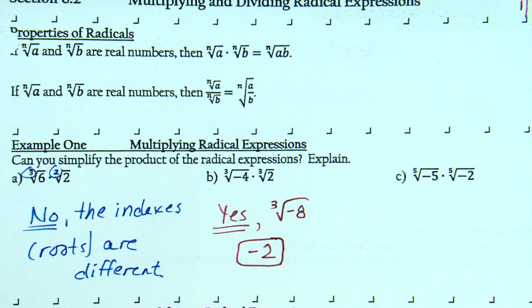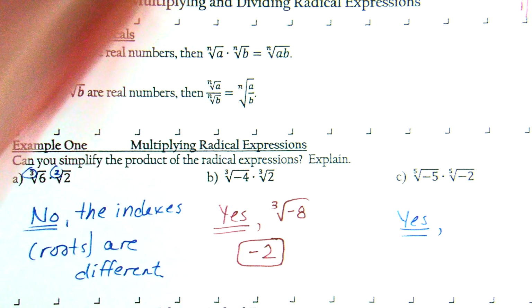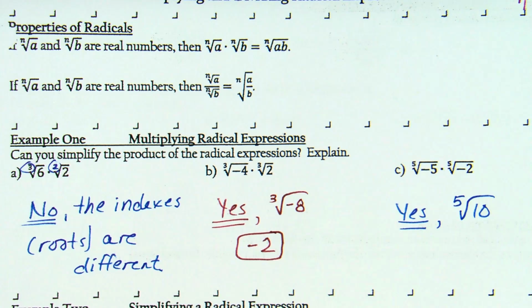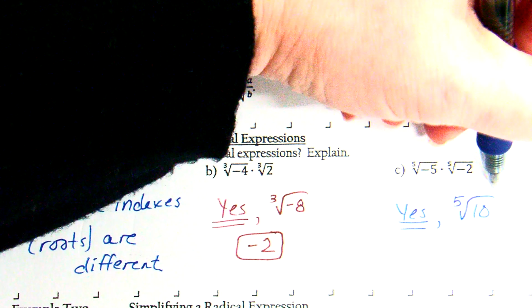And C, can I simplify those? Yes. Okay, they're both fifth roots. So the answer is yes. I can simplify them. What is the fifth root of negative 5 times the fifth root of negative 2? The fifth root of 10. And what is the fifth root of 10? There's some decimal answer, but in terms of just simplifying without the calculator, the fifth root of 10 is the fifth root of 10.